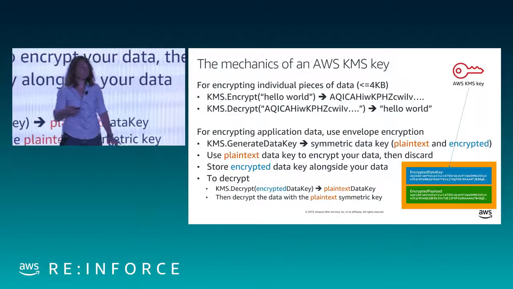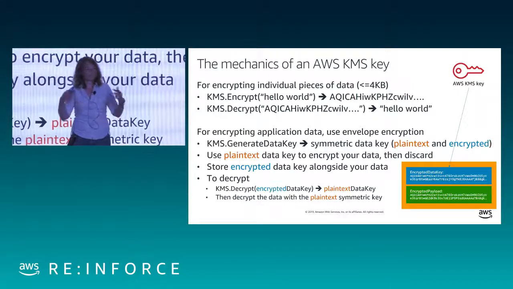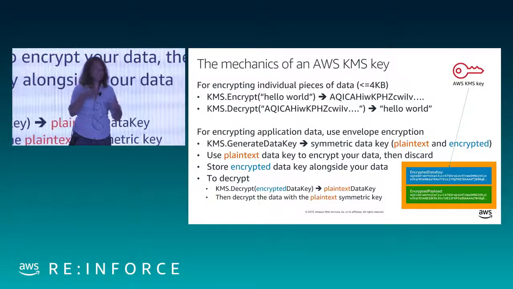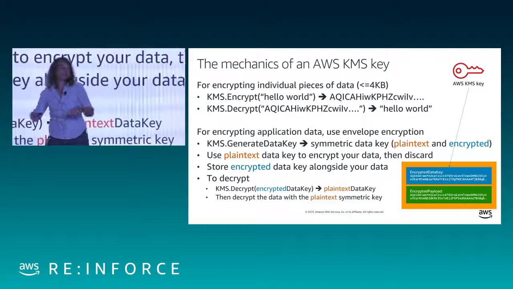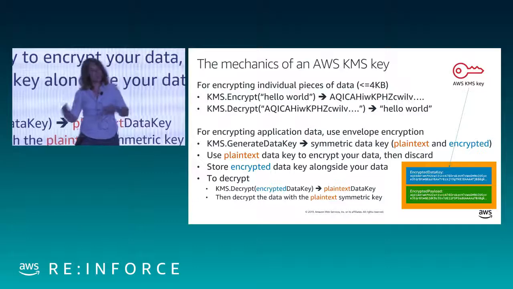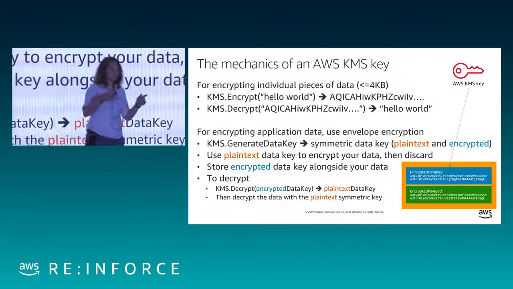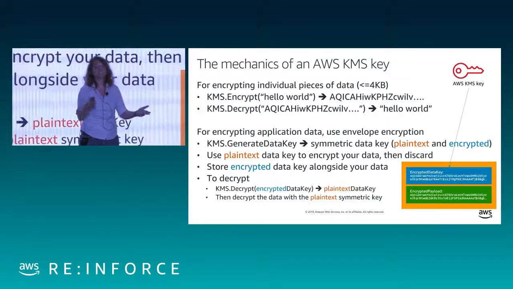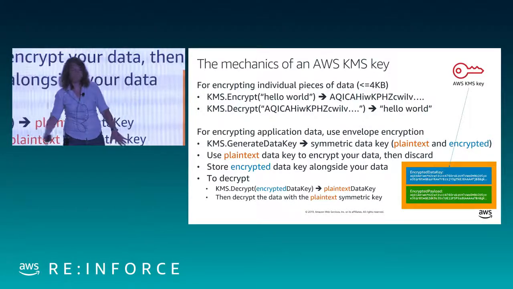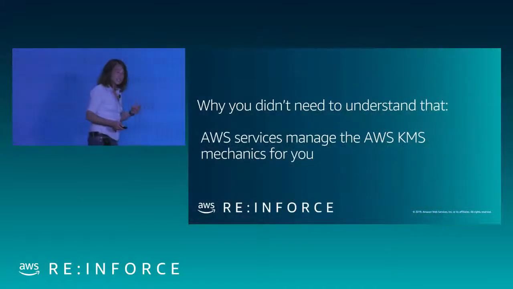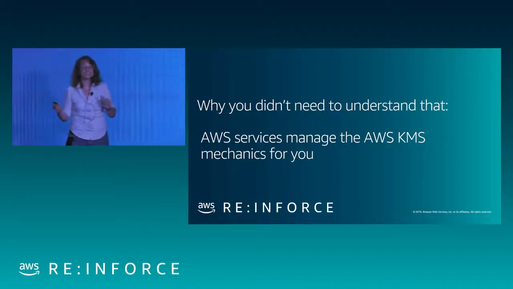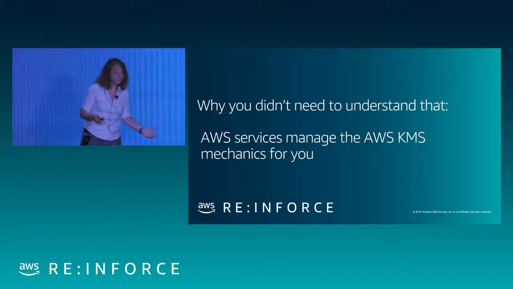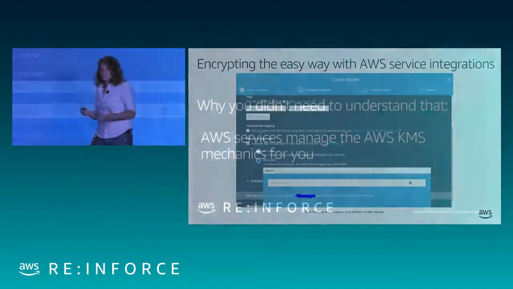The pattern KMS uses is called envelope encryption. KMS will generate a data key for you, a symmetric key that you can use to encrypt your data. You can store the encrypted symmetric key along with your data, and then when it's time to decrypt, you decrypt the symmetric key, and then you can decrypt the bulk of your data. That's how this works. The nice thing is that you didn't actually need to understand any of this because the service does it for you. So let me show you an example.